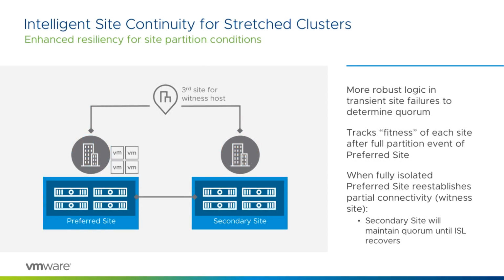vSAN 6.7 also improves failure handling of complex outage conditions in a vSAN stretch cluster environment. This enhancement addresses a scenario in which the preferred site is isolated and vSAN properly fails over to the secondary site. If the vSAN witness host reconnects to the preferred site, vSAN 6.7 will track the fitness of the preferred site and maintain the secondary site as the active site until the inter-site link is back up. Addressing all possible failure conditions is an important element of vSAN to provide a robust active-active data center topology.